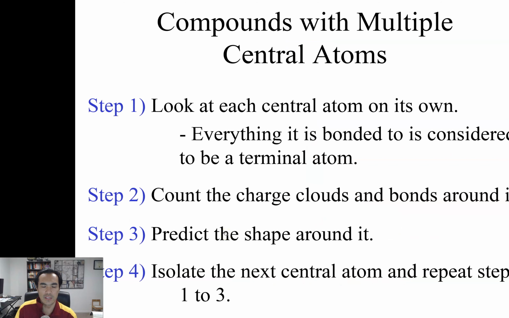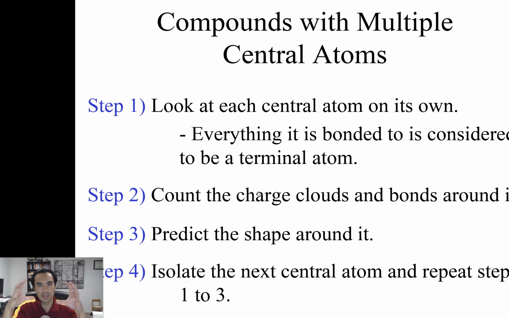Okay, so in this case, we have compounds with multiple central atoms. If I have more complicated structures where we throw in more than one, things get a little bit tricky, because at that point you're going to have to do 2 Lewis dot structures. The first thing is you want to look at the central atom on its own, and everything around it is considered a terminal atom. So you count how many clouds and how many bonds you have around it, and then predict the shape around each of the terminal atoms. Then figure out what the central atom is, and repeat each step. Let's go ahead and give you an example, and once you go through this, you'll see the exact series of how you're going to be doing it.